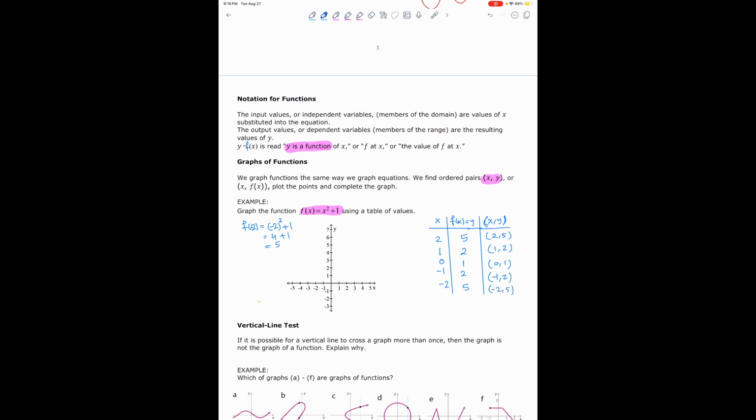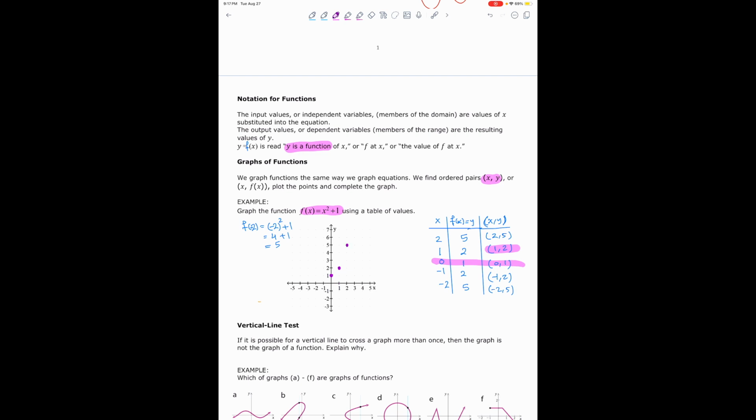Now all we need to do is plot these points. The first point, I'm going to plot the 0 first. 0 and 1. When x is 0, y is 1, so that is the point. Then I could plot the positives and then the negatives, so I'm going to go up first. So I'll plot 1 and 2. 1 and 2 is right here, so when x is 1, y is 2. And then I'm going to plot 2 and 5, when x is 2, y is 5.